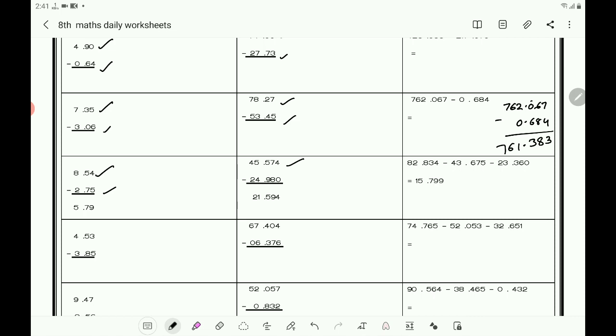45.574 minus 24.980. Here 4 minus 0 is 4. And here what is remaining? 17. 17 minus 8 is 9. 4 is remaining. 14 minus 9, 5. Here 4 is remaining. 4 minus 4, what will you get? 0. Then again 4 minus 2 is 2. So 20.594.